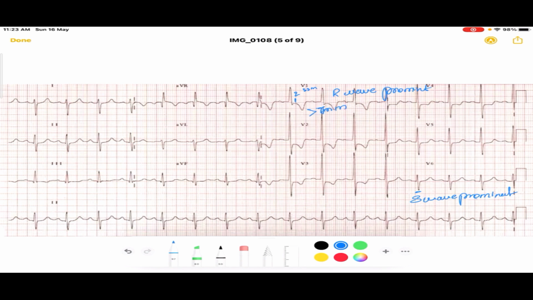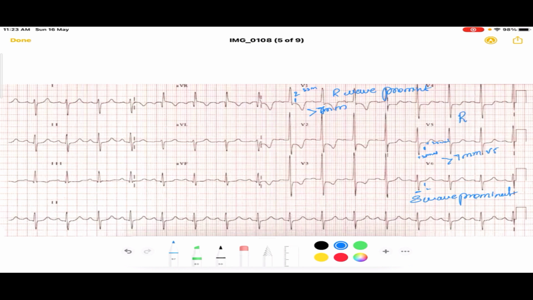Let's see the S wave. The S wave is 1 large square plus 2 small squares, so it is 7, still within the limit. Let's see in V5. It is 1 large square plus 3 small squares plus 2 small squares. So it is 5, 6, 7, 8, 9, 10. So the S wave is more than 7 mm in V5. So it is diagnostic of right ventricular hypertrophy.